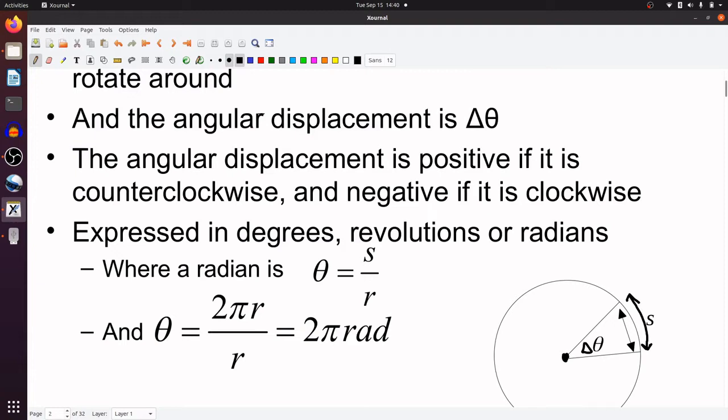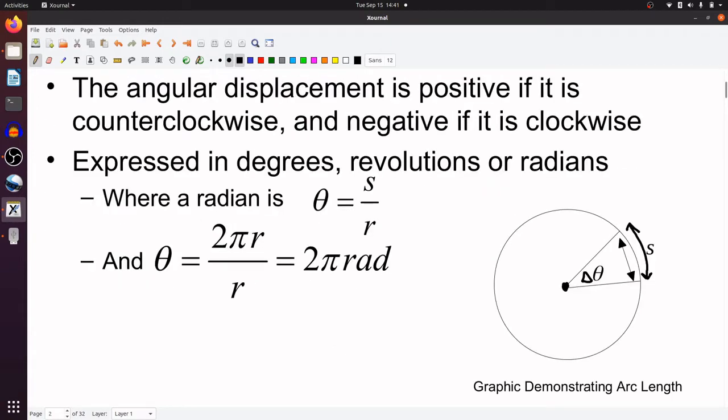Theta is your angle. Angular displacement is positive if it's counterclockwise and negative if it's clockwise. For some reason, I had a hard time remembering this, so I always tell myself clocks are negative, even to this day. Clocks are negative, so if it rotates in the same direction of a clock, we consider its displacement negative. If it rotates in the opposite direction, we consider it positive.